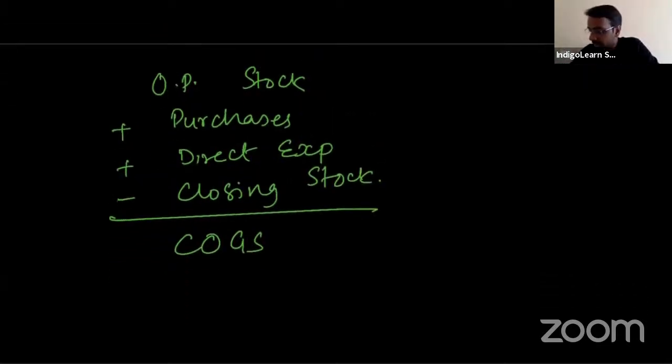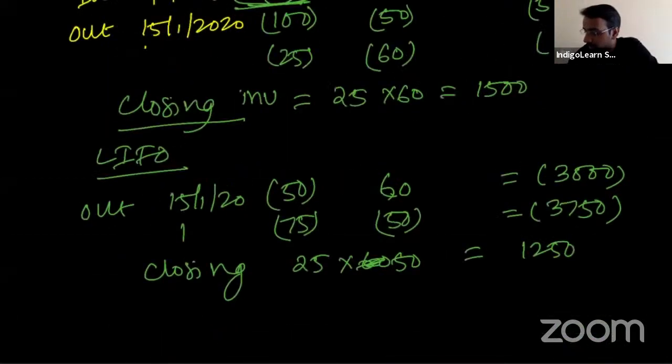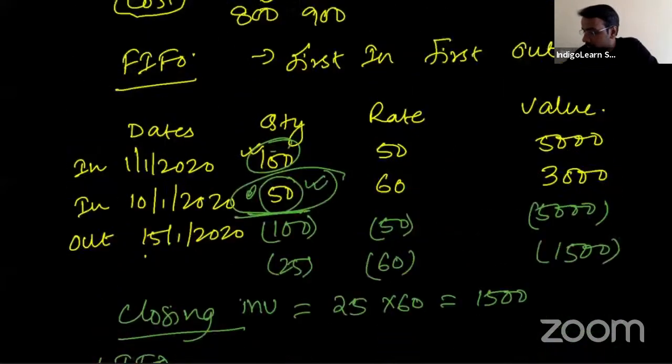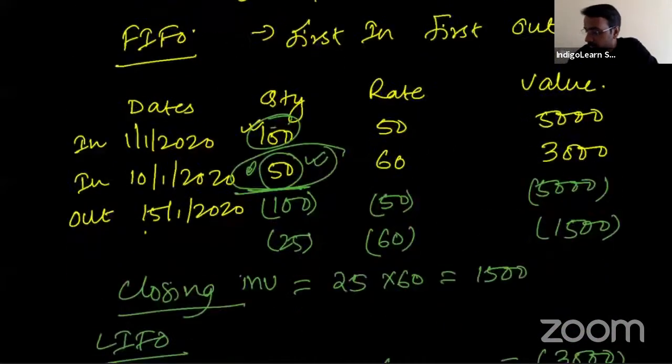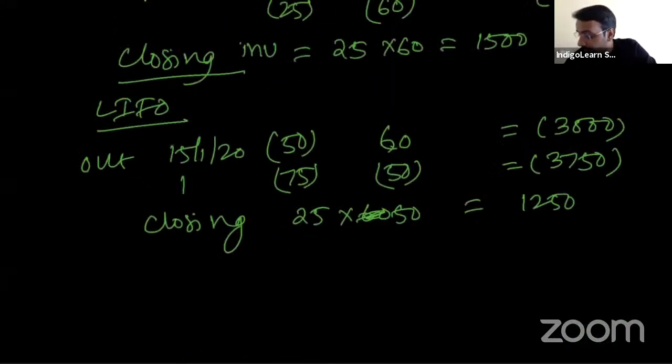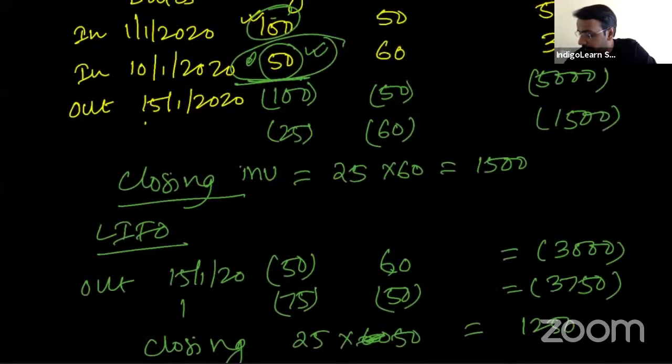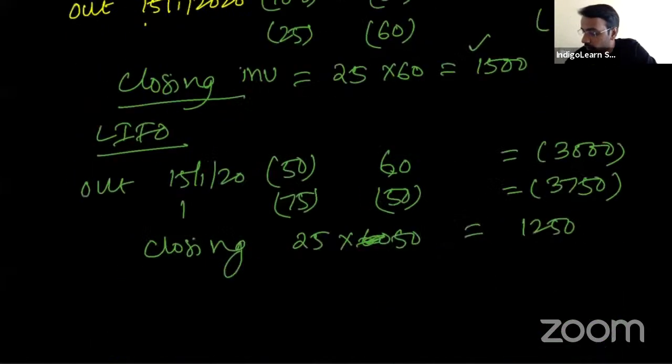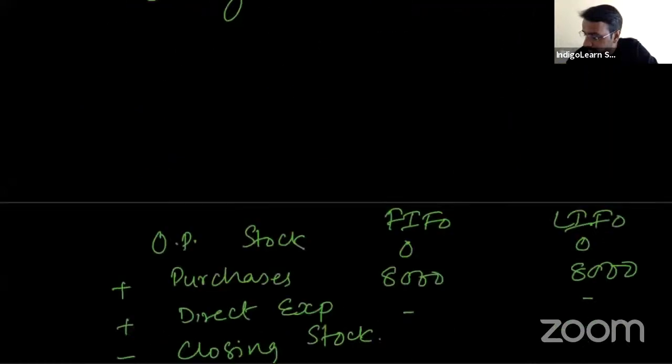Now, in the given case, if we follow FIFO method and if we follow LIFO method, what is the difference? Opening stock, in both cases, it's nil. Purchases was 5,000 and 3,000. So purchases in both the cases is 8,000. Here also 8,000. No direct expenses for now. Closing stock. Under first case, closing stock was 1,500. Under second case, it is 1250.